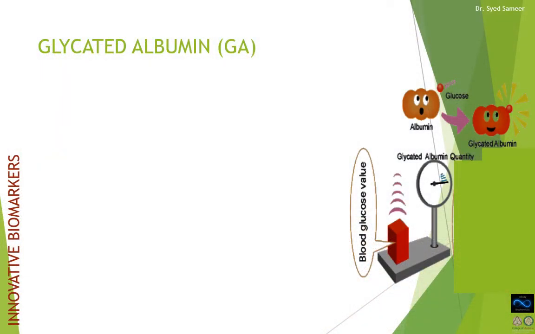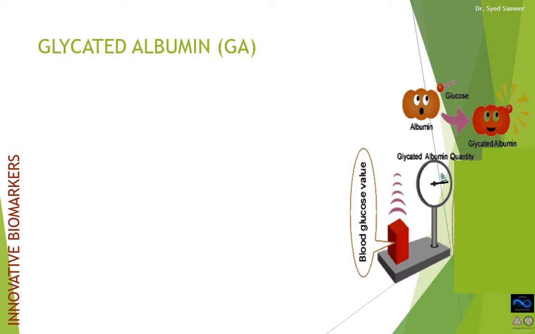Moving further in the lecture to the second part of this lecture, focusing on the innovative biomarkers which are currently being utilized in endocrinology for the diagnosis of the hyperglycemia and diabetes mellitus in particular. One of the best biomarkers lately introduced is the glycated albumin.